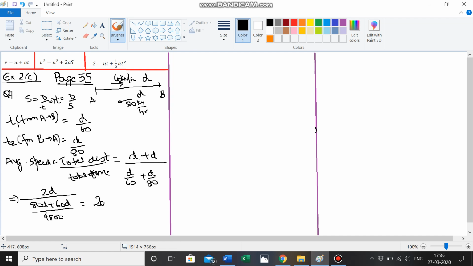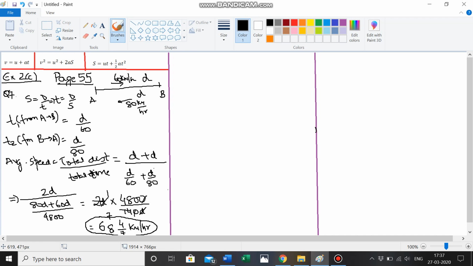So this becomes 2d multiplied with 4800 upon 140d. d and d get cancelled, 0 and 0 get cancelled, 2 into 7. So it is 480 upon 7, which is equal to 68 4/7 kilometer per hour. That's the final speed. Please note that this is different from had you taken the average of 60 and 80, it would have been 70 and it would have been wrong. So the average speed is 68 4/7 kilometer per hour.